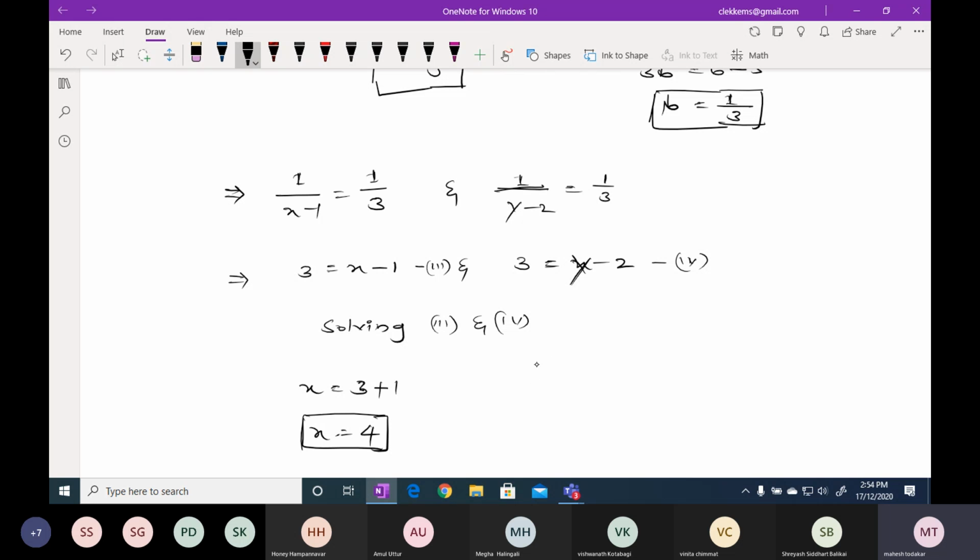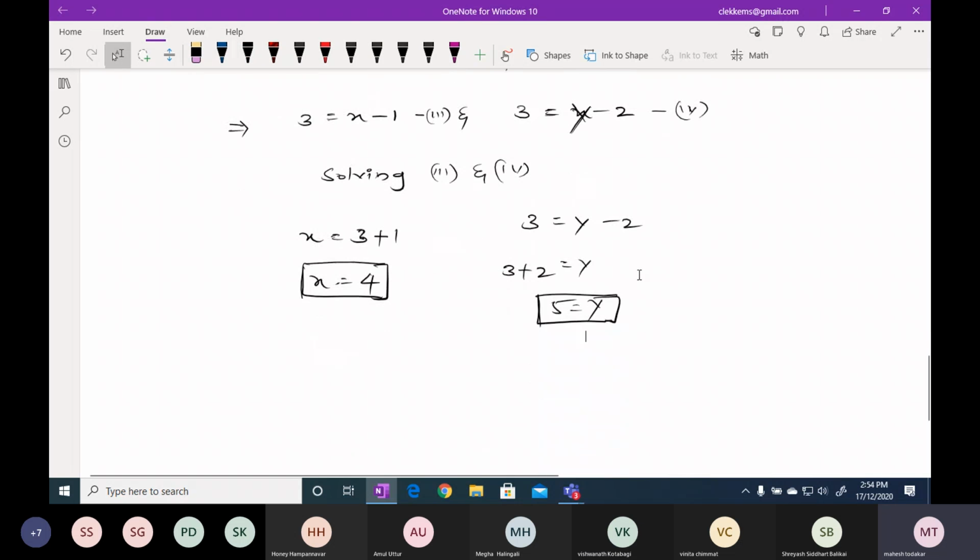Now next here 3 is y minus 2. Now this 2 can go this side, so y you can keep as it is, and this 2 you can send this side, so this becomes 3 plus 2, so y is equal to 5. Check the answers now. x is equal to 4 and y is equal to 5.